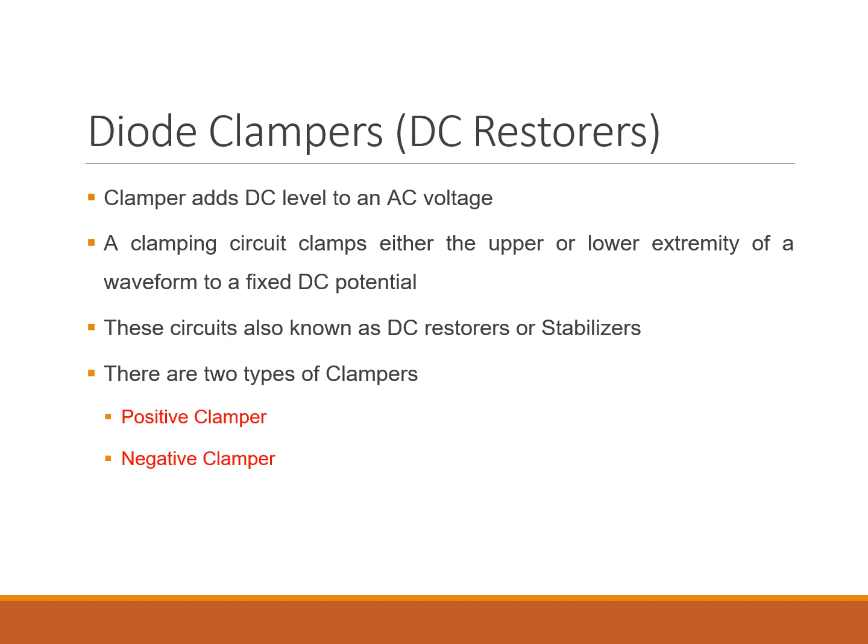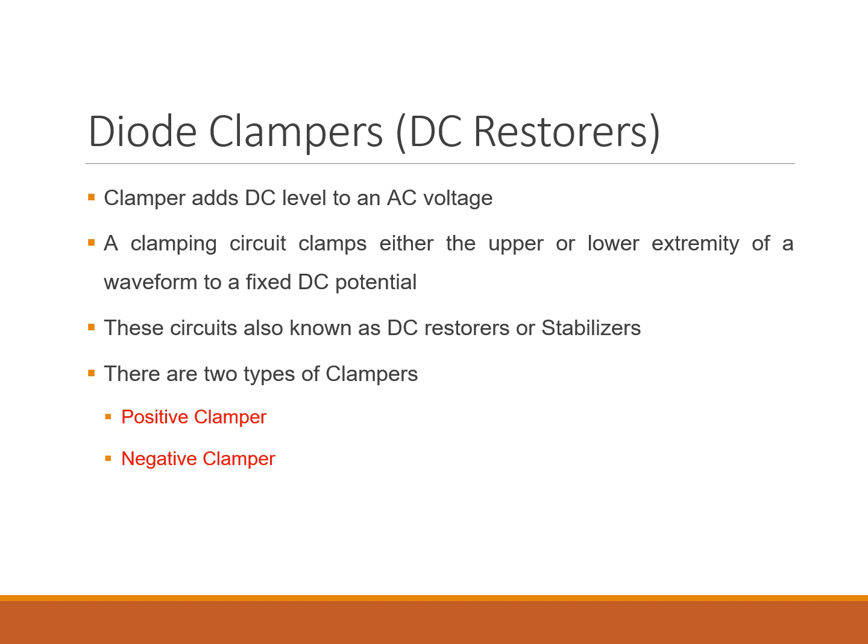So now we're going to go ahead and flip the approach. So far, we've been clipping waveforms, chopping off voltage peaks, but now we're going to learn how to shift the entire signal with a circuit called a clamper. And what is a clamper? A clamper doesn't cut your waveform. It adds or restores a DC level. So in other words, it shifts the whole signal up or down on the voltage axis without changing its shape.